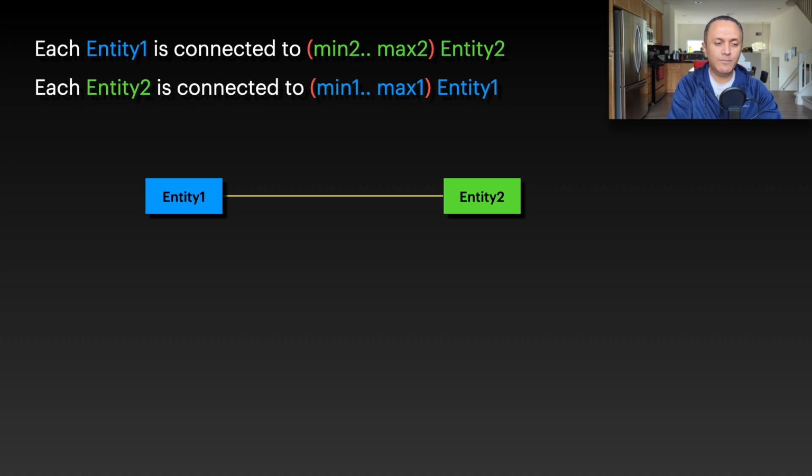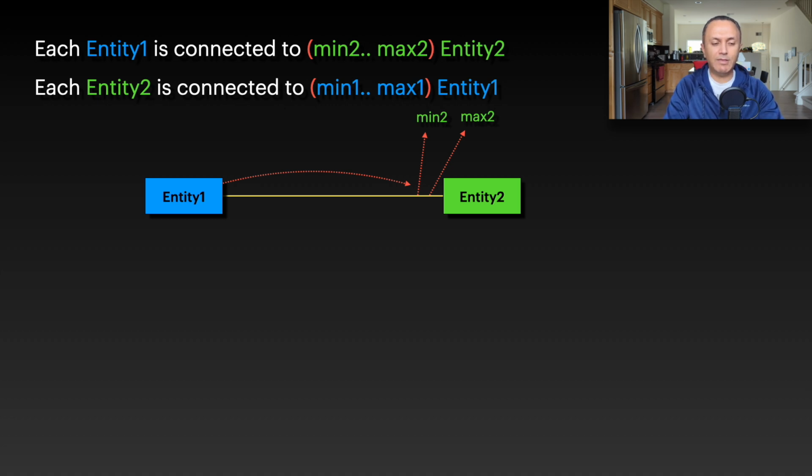So entity 1 can be connected to some number of objects from the entity 2 side. This number can have a minimum, min 2, and a maximum of max 2. And then in the other direction, entity 2 is connected to some number of objects from entity 1 with minimum, min 1, and maximum, max 1. So we represent those on the diagram in this way. Starting from entity 1, you represent the minimum and maximum number of entity 2 objects in this way, and we'll see how they are represented.